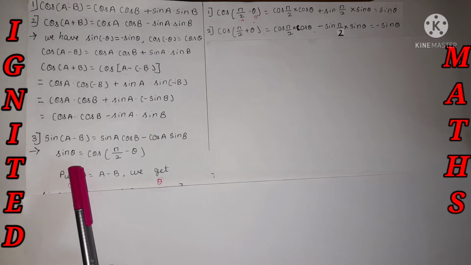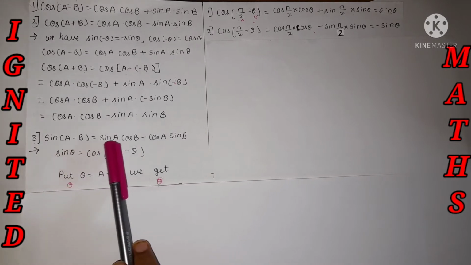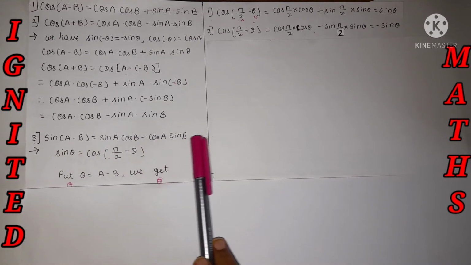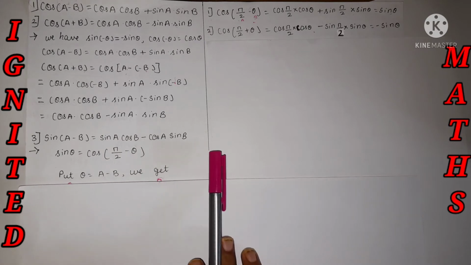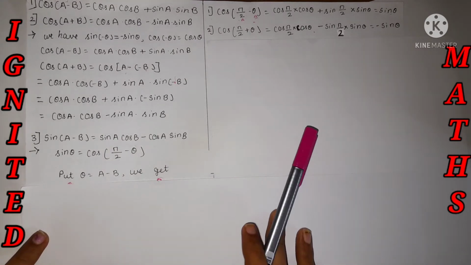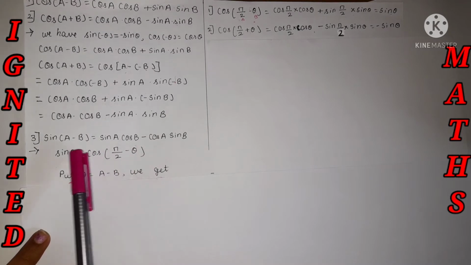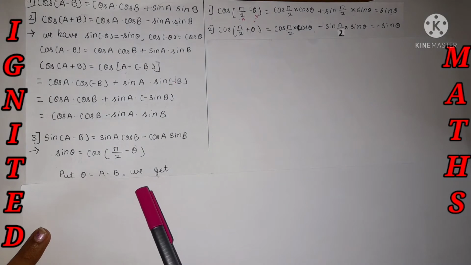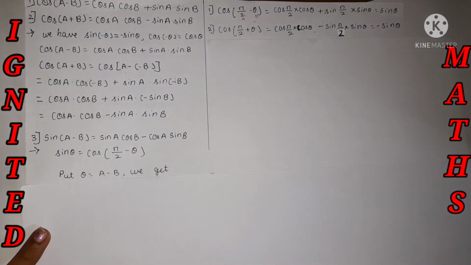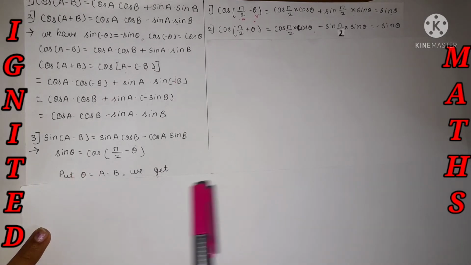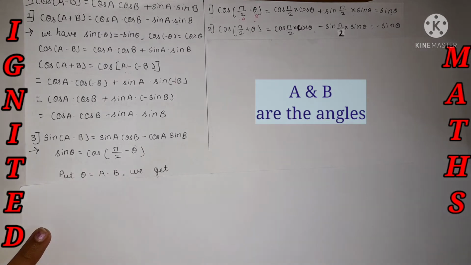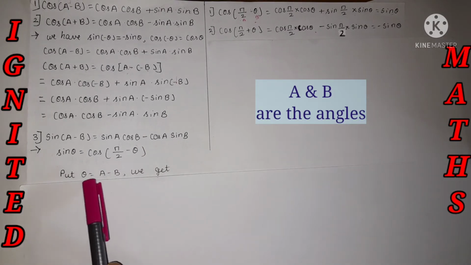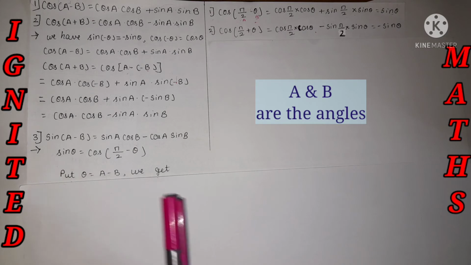Yes, so sin of A minus B is equal to sin A into cos B minus cos A into sin B. We have noted that cos of pi by 2 minus theta is equal to sin theta from over here. Yes, it's nothing but sin theta is equal to cos of pi by 2 minus theta. And over here for proving it we are going to put the theta value as A minus B. This is my angle. Even my A and B are angles, but over here for proving it I am going to put the value of theta as A minus B.